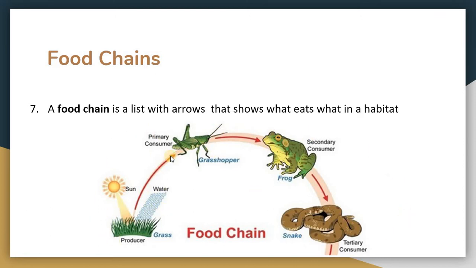Alright, so we have 4 key players in this food chain here. So the producers, like I have mentioned just now, they are actually plants. And the consumers feed on the producer. So the grasshopper is actually the primary consumer in this food chain. The frog feeds on the grasshopper, so it's called the secondary consumer. And lastly, we have the snake as the top predator in this food chain, or sometimes we call them the tertiary consumer. Alright, so again, remember, a food chain is a list with arrows that shows what eats what in a habitat.